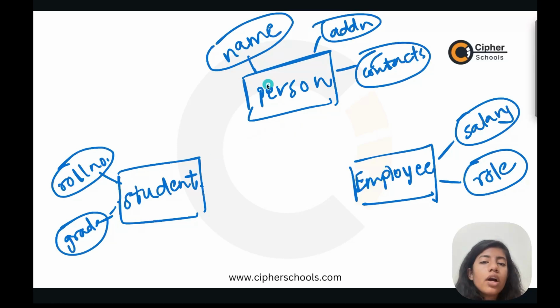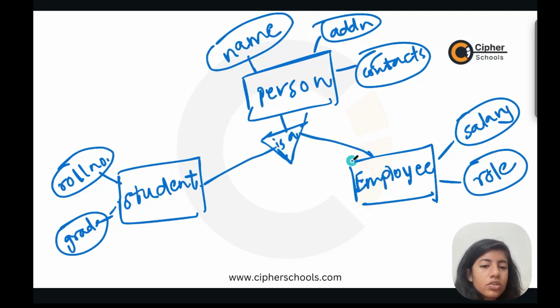Now I have to link all these three entities. So I use an is-a relationship. This is represented by a triangle, and we just write is a, so a person is a student and it is an employee. So this is how we represent it. And the idea that we are breaking up a larger entity and simplifying the system, we call it specialization. Let's understand how technically we define this term.